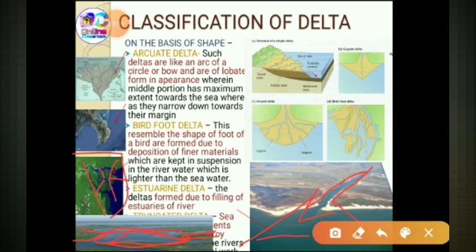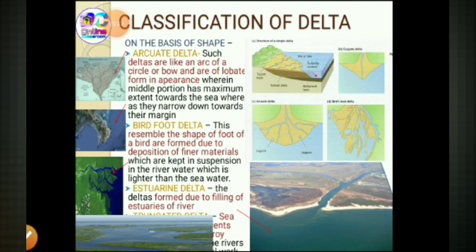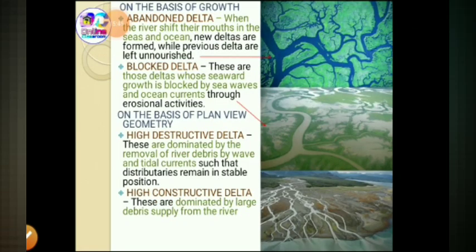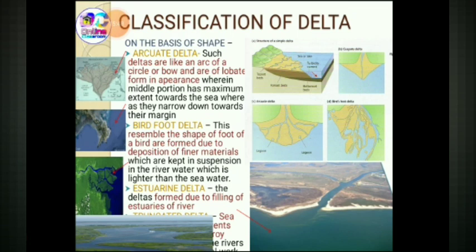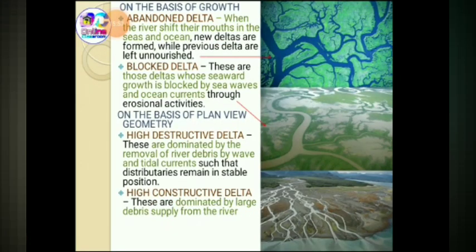Moreover, the arcuate delta is seen in this image, where the whole is in a triangular shape, and this is in an arc-like appearance, with the maximum extent towards the sea and narrowing down towards the margin. Next we have the delta classification on the basis of growth. First we had a classification on the basis of shape. The next is on the basis of growth, which contains the abandoned delta and the blocked delta. Abandoned means that when the river shifts its mouth in the sea and the ocean, new deltas are formed while the previous delta is no longer nourished.